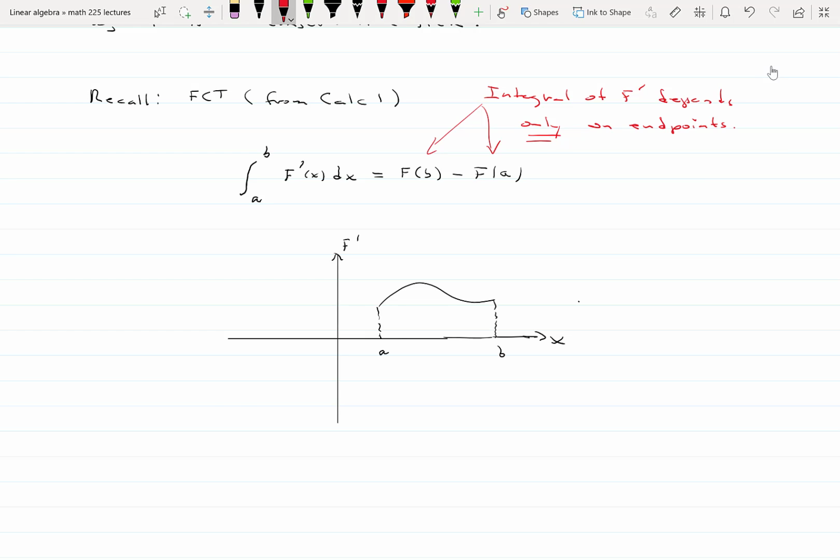We're getting information about the function between a and b, or the derivative between a and b. We're getting information about f prime between a and b. That's the area underneath f prime. But that information can be obtained by just gathering information at the endpoints. That's a huge idea in the remainder of this course. We're getting information about the interior of a region, in this case the interval between a and b, by just looking at what's happening at the boundary points.